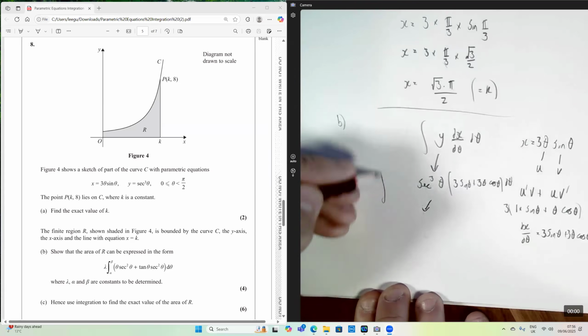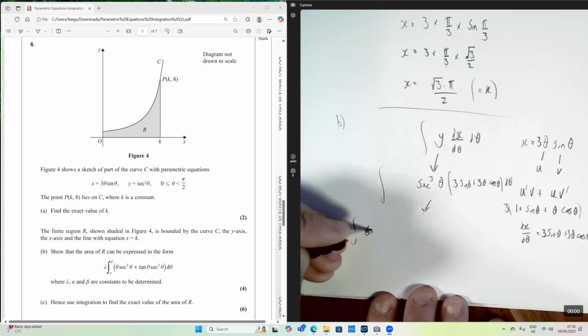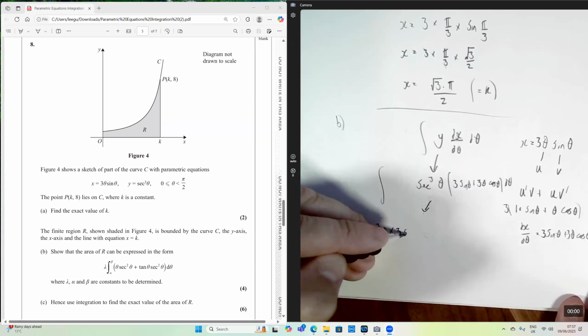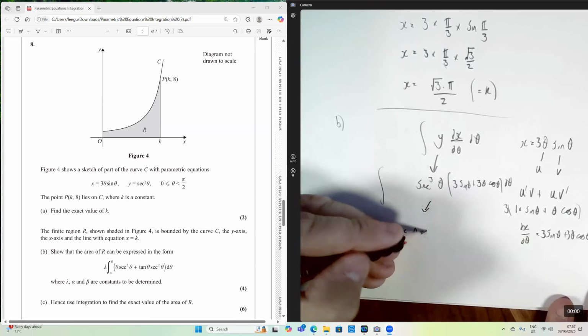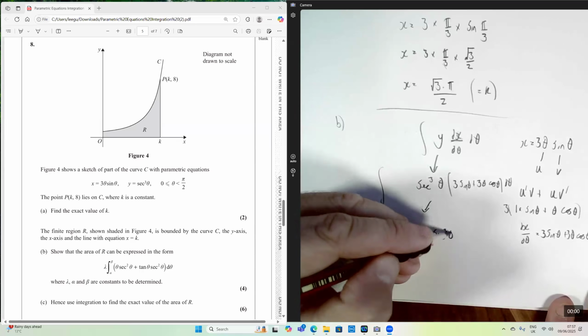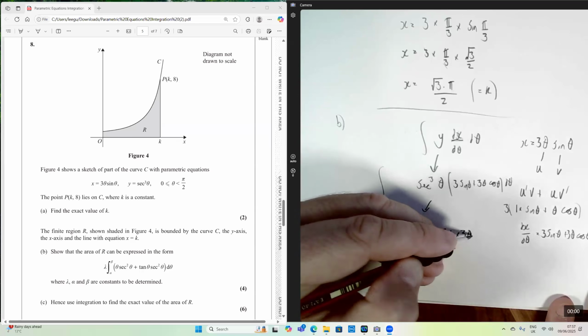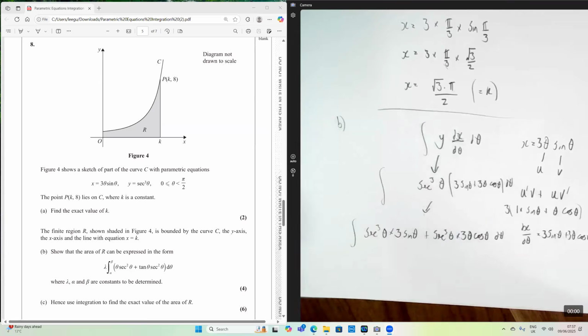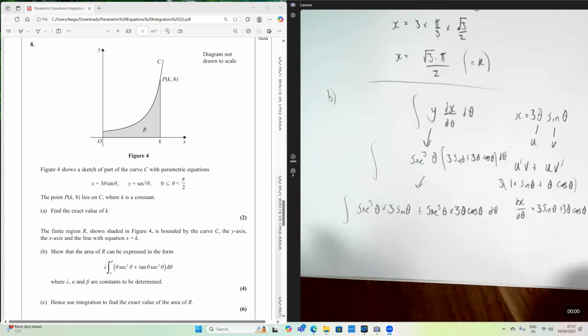So I've now got that this is going to be the integral of sec cubed theta times 3 sine theta plus sec cubed theta times 3 theta cos theta d theta. I'm going to expand that whole thing. And now let's take a moment and see what we're aiming for. We're aiming for sec squared, and we're aiming for tan theta sec squared theta.